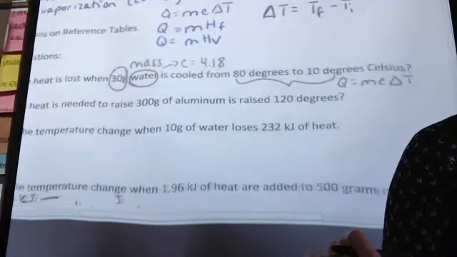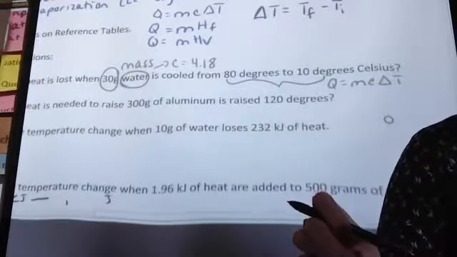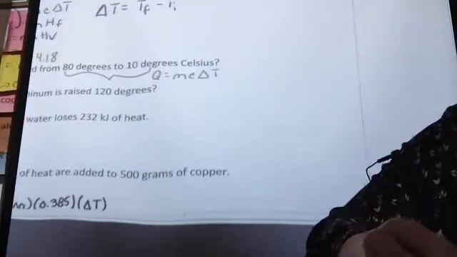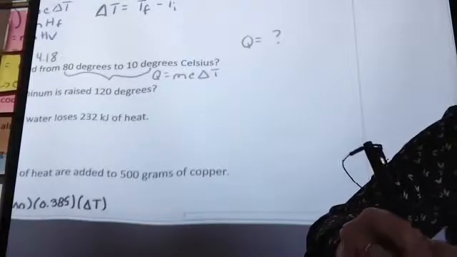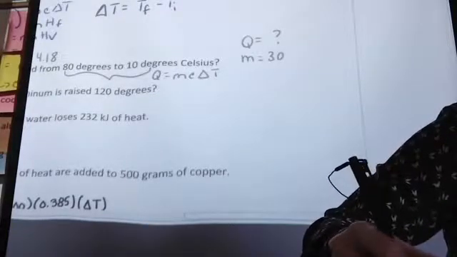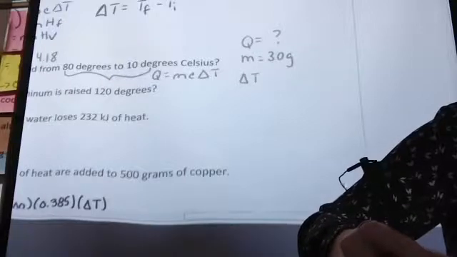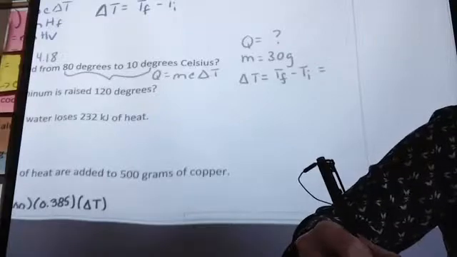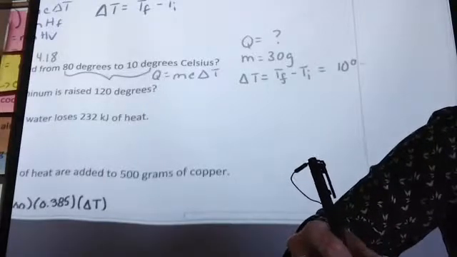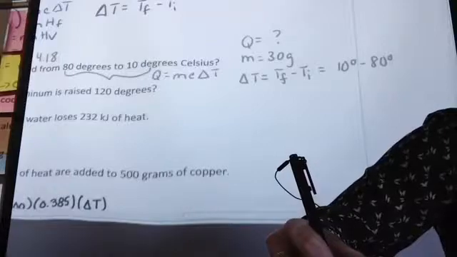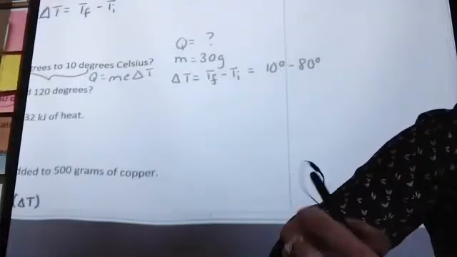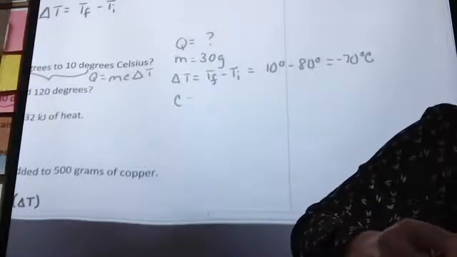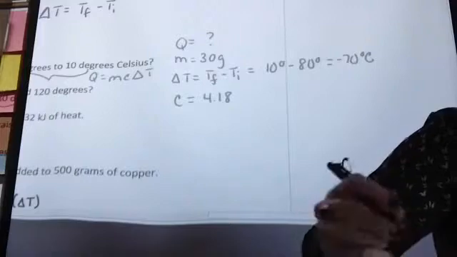And then what I do, I've chosen my equation, I've identified the numbers that the problem gives me, and now I'm going to list out my variables. Q is what I am looking for. Mass is 30 grams. Delta T is equal to T final minus T initial, which is, I end up at 10 degrees Celsius and I start at 80 degrees Celsius. So my delta T is negative 70 degrees Celsius. And my C for water is 4.18.